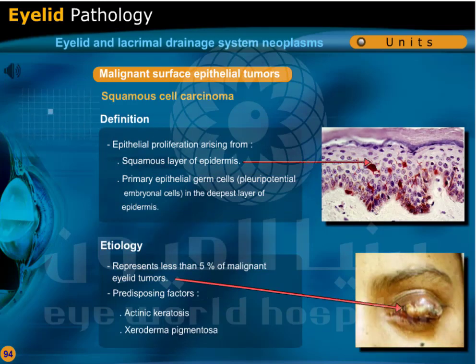Squamous cell carcinoma. This is an epithelial proliferation arising from the squamous layer of the epidermis, primary epithelial germ cells, and pluripotential embryonal cells in the deepest layer of the epidermis. Squamous cell carcinoma represents less than 5% of malignant eyelid tumors. Predisposing factors include actinic keratosis and xeroderma pigmentosum.